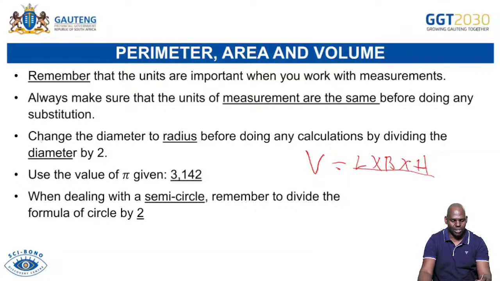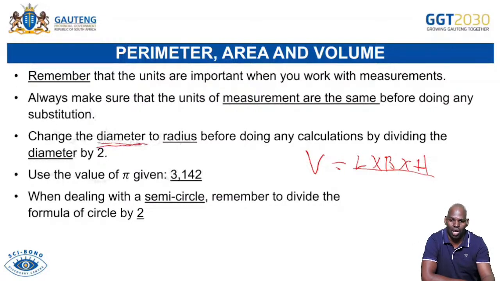Okay, and then again, with regard to a diameter, if you have to substitute a radius and you can see that a diameter is given, please remember, because I saw this in the prelim exam scripts, that most learners are forgetting to convert the diameter to a radius. So very, very important. If you are given a diameter and you can see that the formula wants you to substitute radius, please make sure that you take the diameter and you divide it by 2. And then always use the value of pi as 3,142, okay?